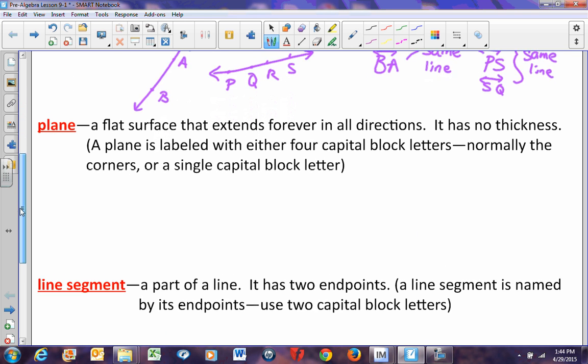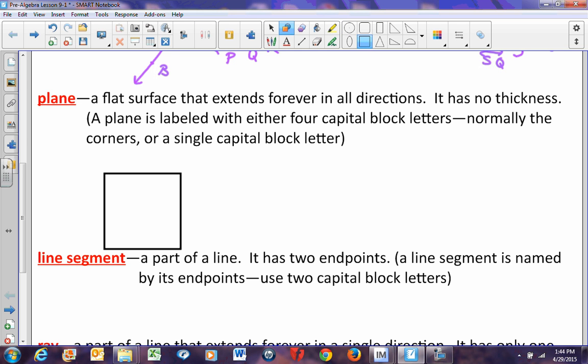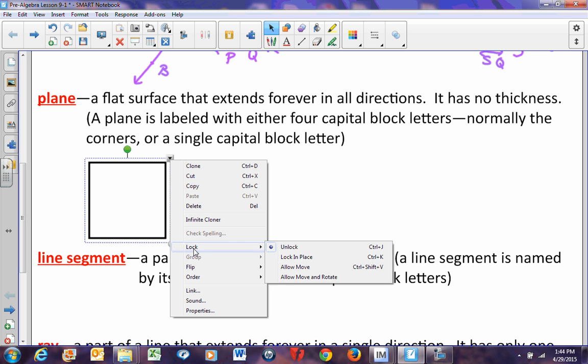A plane is a flat surface that extends forever in all directions. It has no thickness. A plane is labeled with either four capital block letters, normally the corners, or a single capital block letter. For example, if I was to draw a plane, I'm just going to make it really easy here by drawing a plane like this. Okay, here's my plane. There we go. This is a plane.